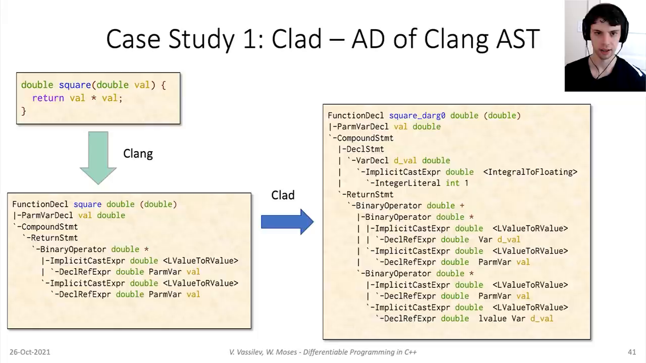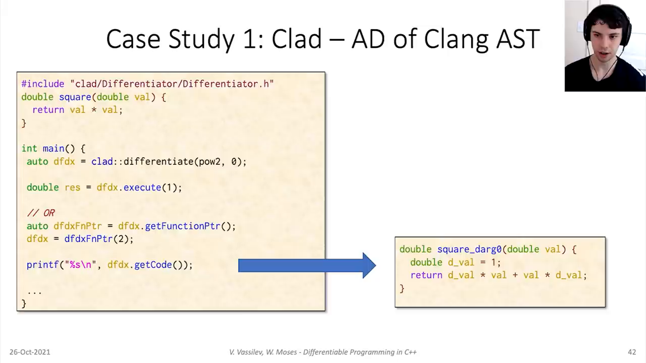So now, using clad, we'll take this AST representation, and we're going to create a new AST representation for a function that computes the derivative. So now we have this square dr0, which simply says we're taking the derivative of this square function with respect to the input argument. We go ahead and create a new variable as defined in AST land that's initially set to 1. And then we return the sum of that, you know, shadow version of the value times the original value itself, plus, in the opposite order now, the value times the shadow.